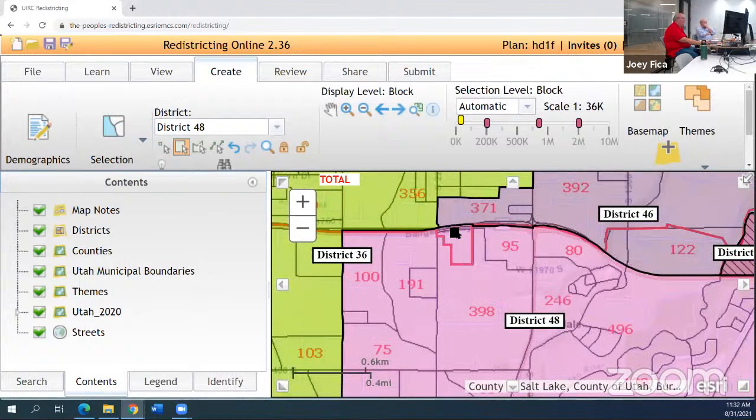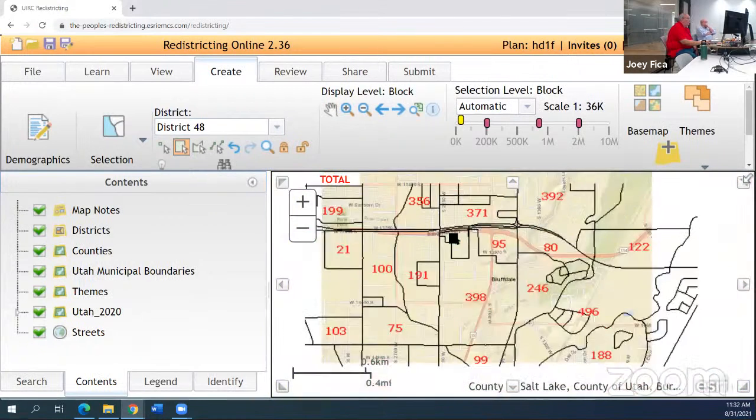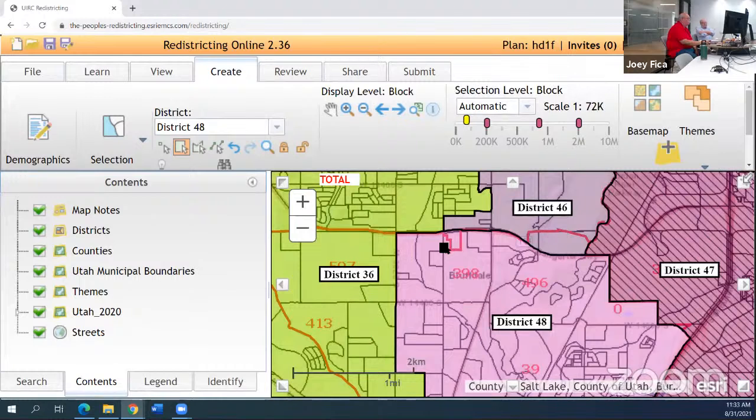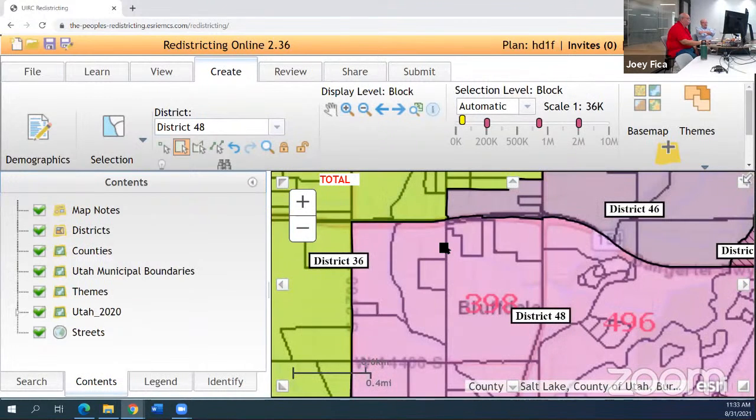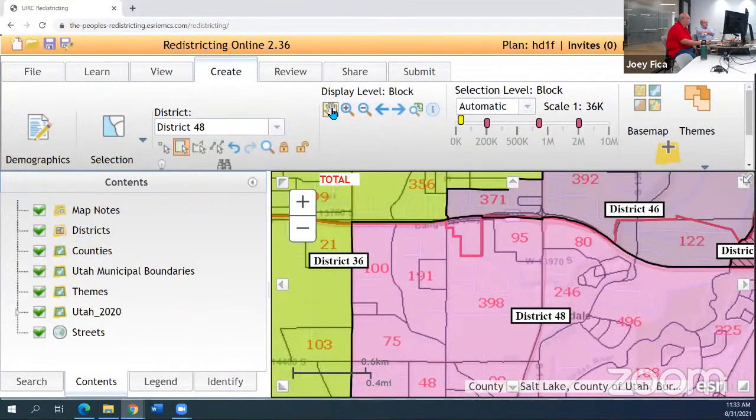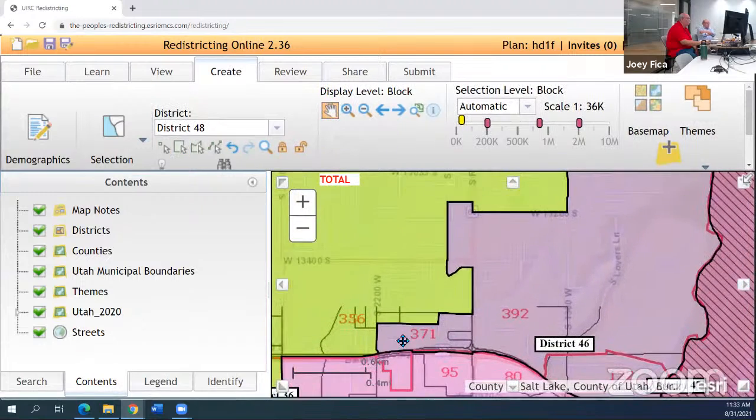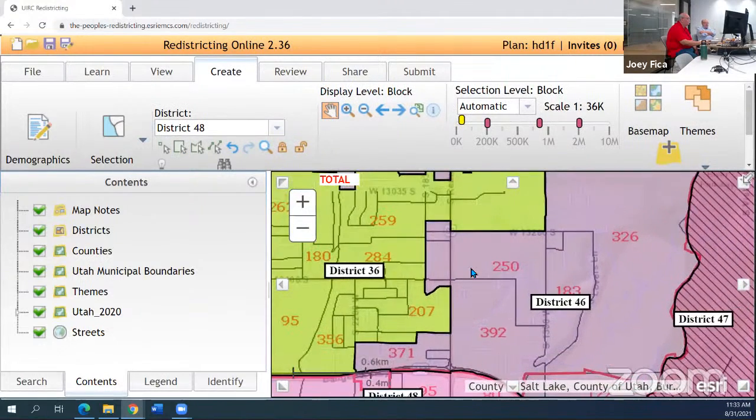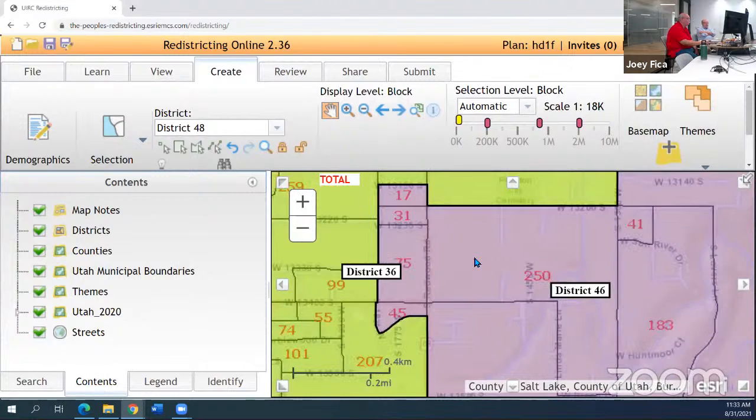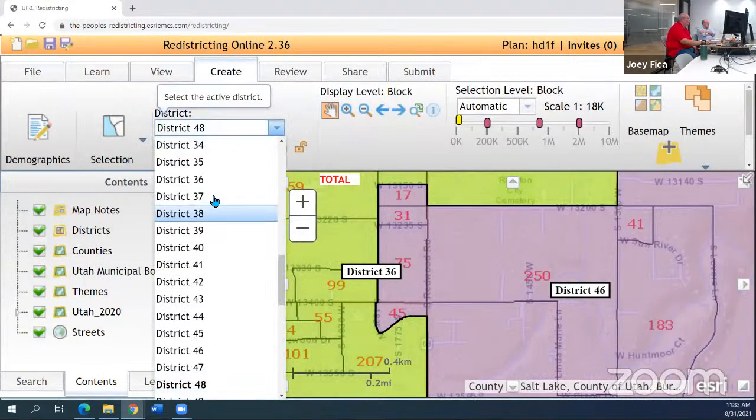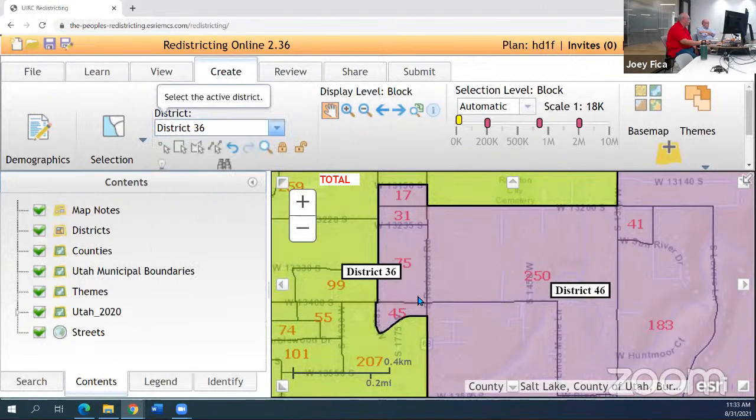Now, let's look at 46. Along 46 and 36, let's see if there's any small areas along there. Well, there's 17, 31. How many do we need into 36? 36 is 121 under, and 46 is 22 over.